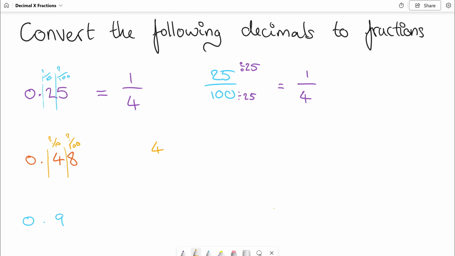So it's going to be 48 over 100. And then we're just going to simplify this fraction. So our equivalent fraction in its simplest form is 12 over 25, yeah? Let's look at the last one then.